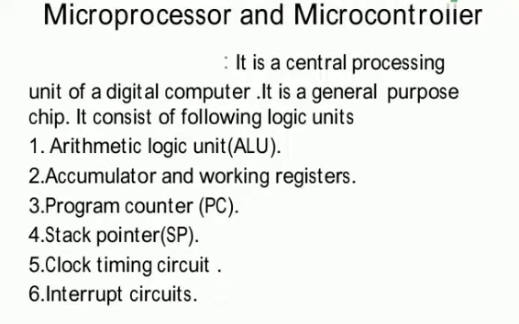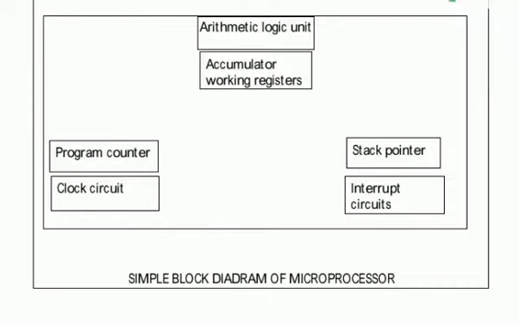Let us look at the microprocessor first. A microprocessor is the central processing unit of a digital computer. It is a general purpose chip. The main basic elements of a processor are the ALU, which is called the arithmetic logic unit, registers, program controller, stack pointer, clock timing circuits and interrupt circuits. The given block diagram shows you the picturization of a microprocessor.